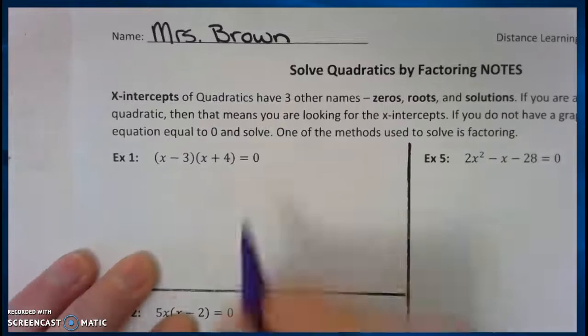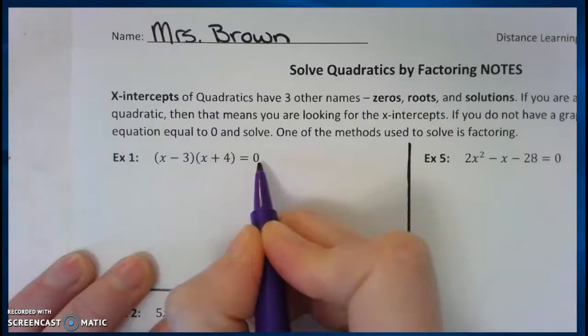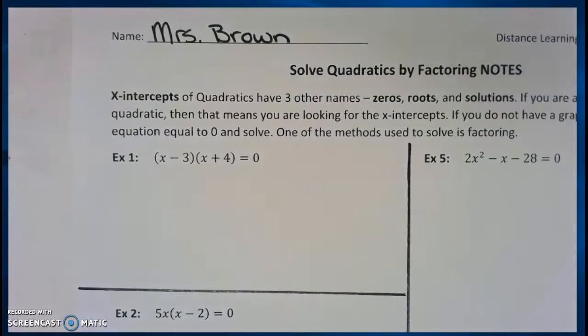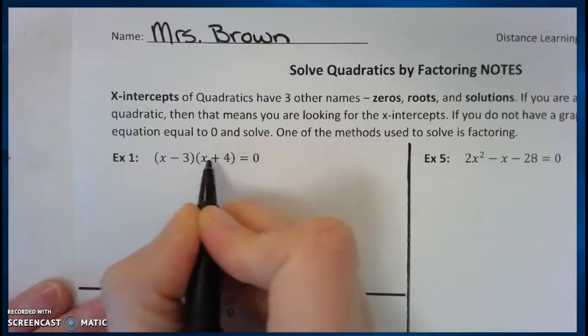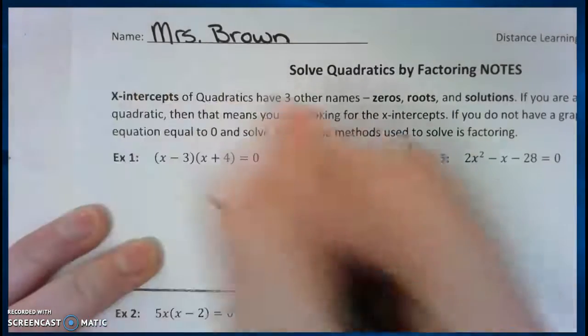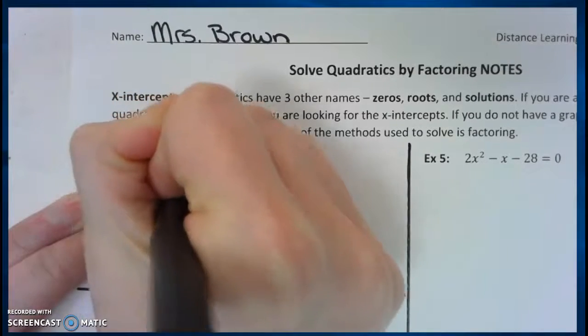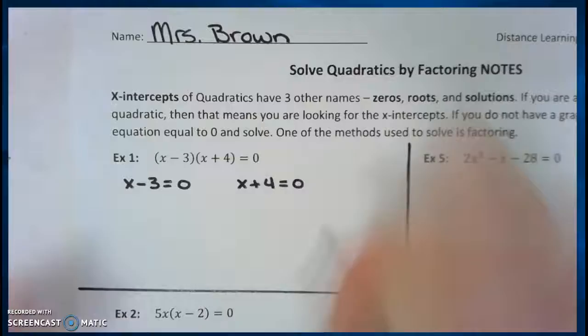Now, this is normally a y right here, but we're going to replace it with 0, and I'm going to explain exactly why as soon as we finish this first example. Now, example 1 has already been factored for you. Factoring is when you turn it into those two sets of parentheses being multiplied together. So what we're going to do right here is put x minus 3 is equal to 0, and x plus 4 is equal to 0.